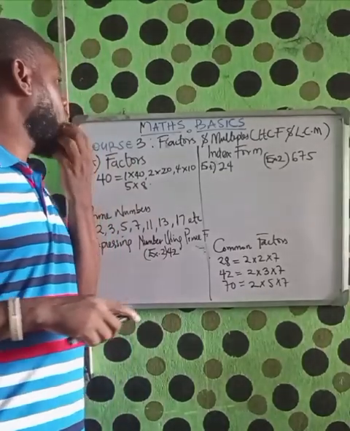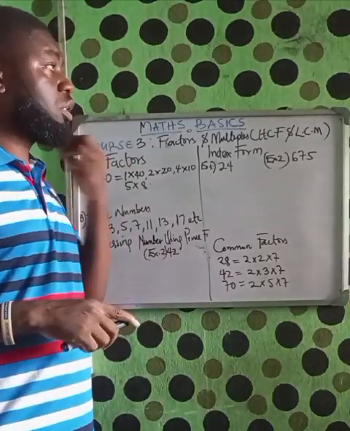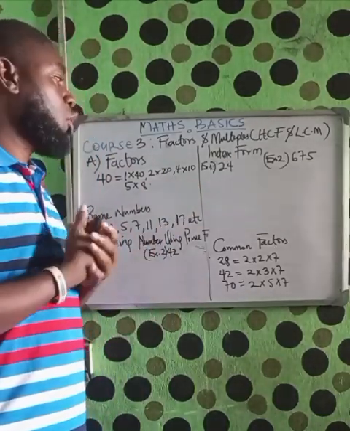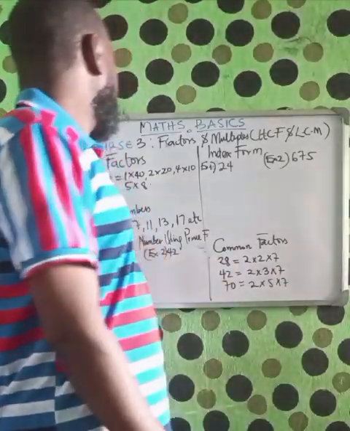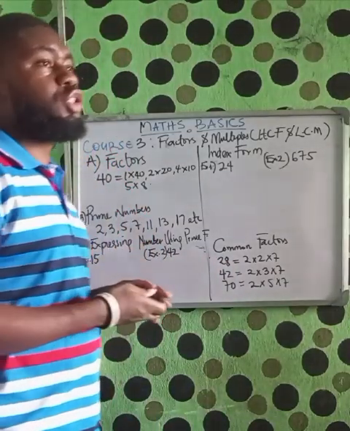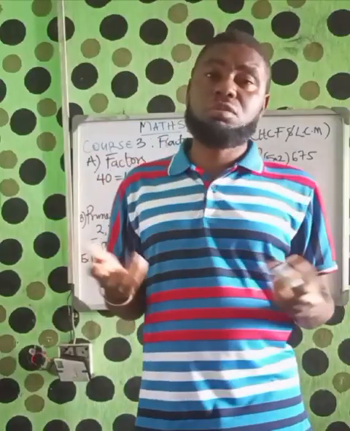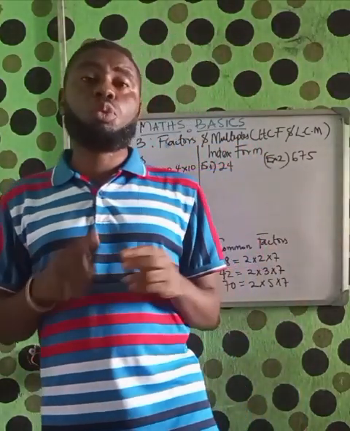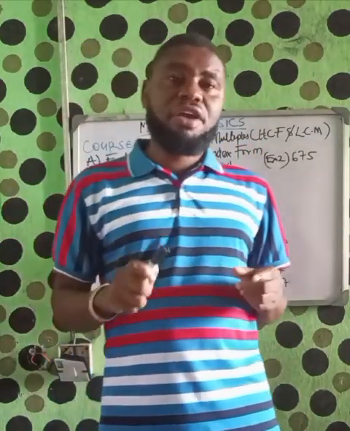Right now, we're talking about factors and multiples, including HCF, highest common factor, and LCM, lowest common multiple. For you to understand what factors or multiples really mean, it's very important to know your multiplication table. Very, very important.